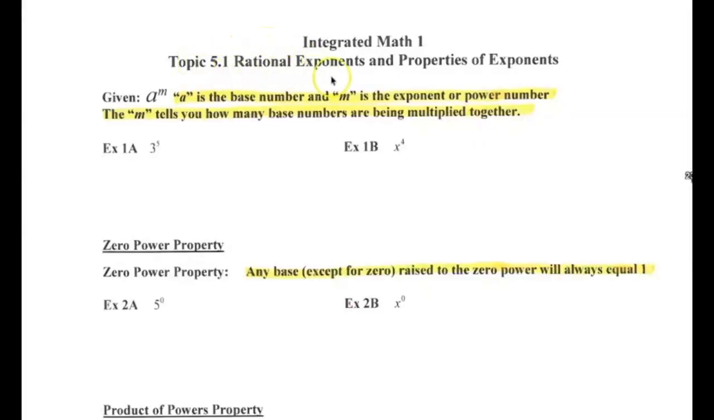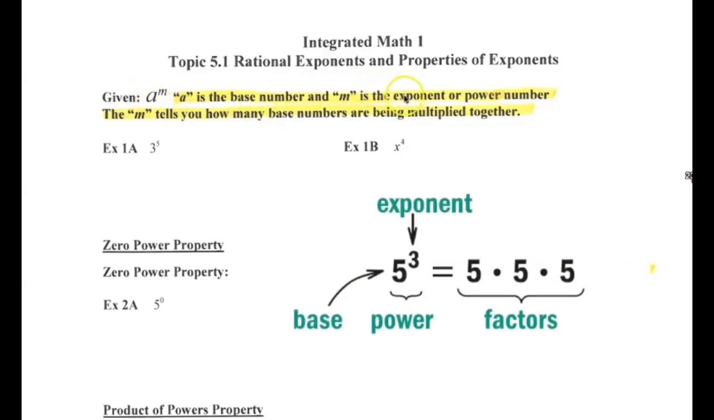In this lesson, we're going to talk about rational exponents and properties of exponents. So here's an exponent or a power. We consider the big number here the base of the number, and m is the exponent or the power. If I see something like this, the 3 is the base, and the 5 is the power, or the exponent.